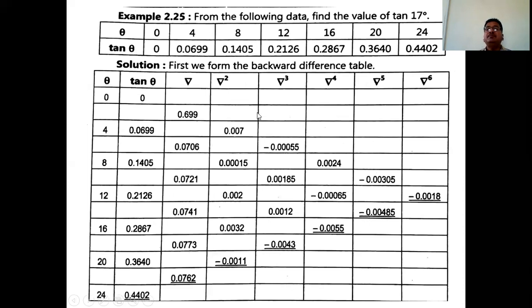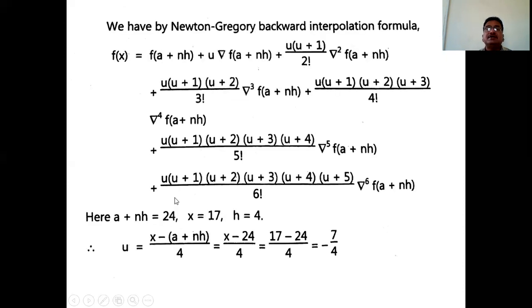So a similar problem. This is the value of theta, and these are the values of tan theta, and we have to find the value at 17 at this place. Okay, it lies in 69. And what is the difference? The common difference h is 4 and a plus nh is 24. So prepare the backward difference table and substitute the values in the formula.